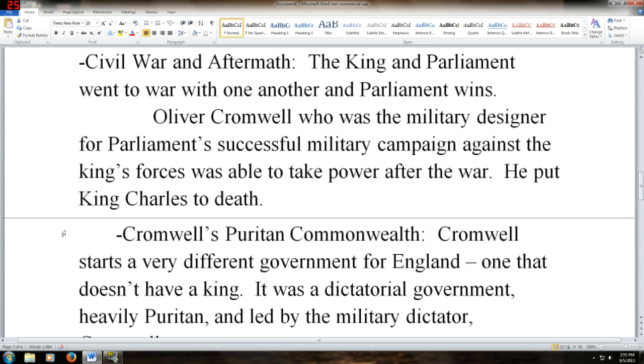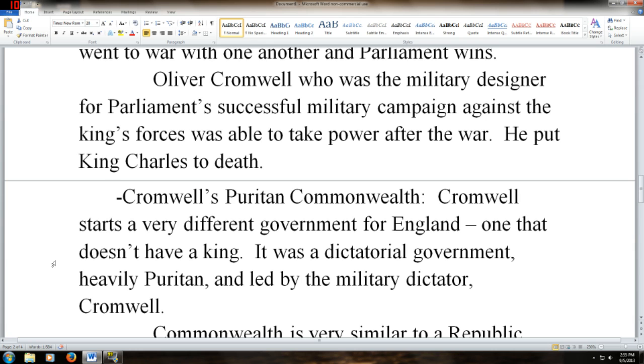So Cromwell starts a new government, a Puritan Commonwealth, because he's a Puritan Protestant, not an Anglican Protestant. And Cromwell starts something very different for England, a government that doesn't have a king for the first time. It was a dictatorship where Cromwell dictated, had all the power of the government. He was heavily Puritan, so he wanted to purify the church, and he was very heavily a military commander.